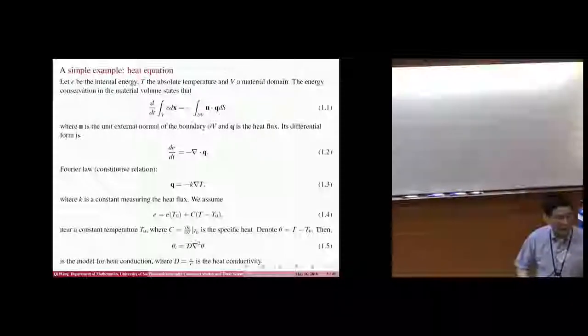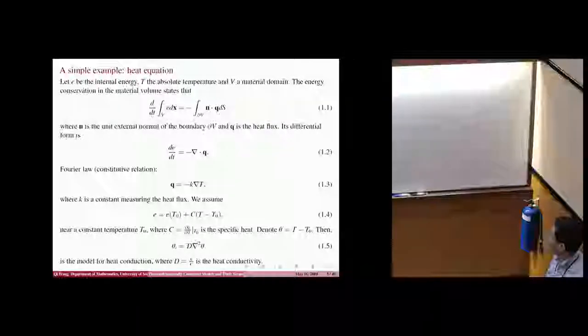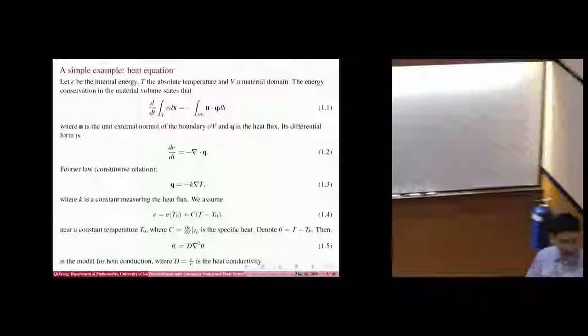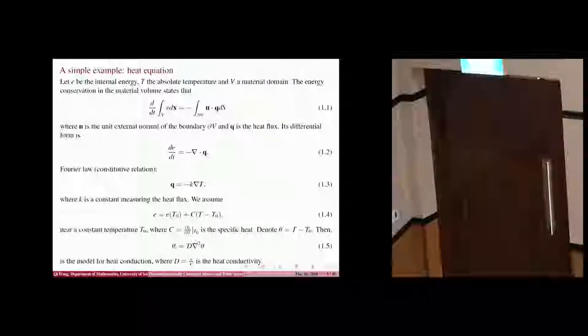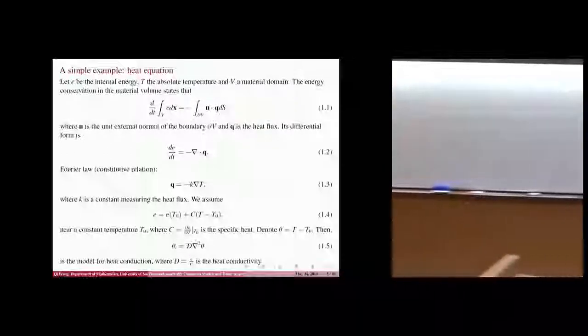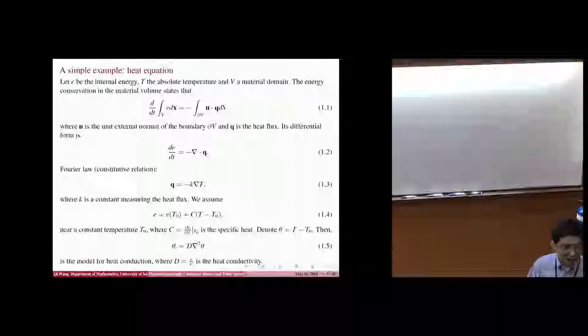Assuming we do not have internal heat generation, this is the first law of thermodynamics, all right? And then we write this into the differential form. Then you can postulate the Fourier law, which is actually a constitutive relation. You say the flux of the energy is proportional to the gradient of the absolute temperature, all right? But then you have to represent your internal energy in terms of temperature. There's no law over there. So what do you do? You linearize. That's what people do.